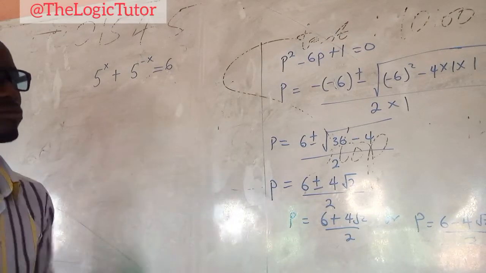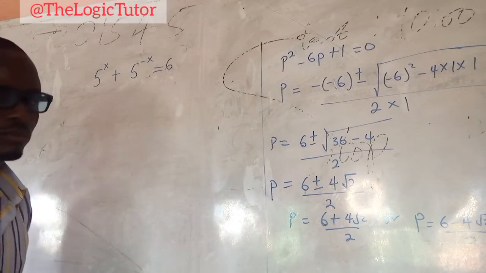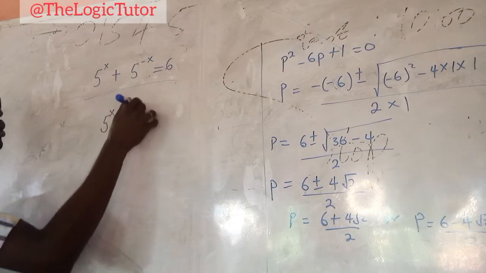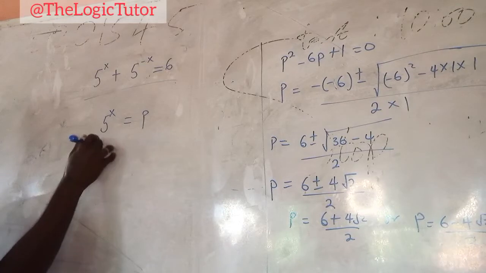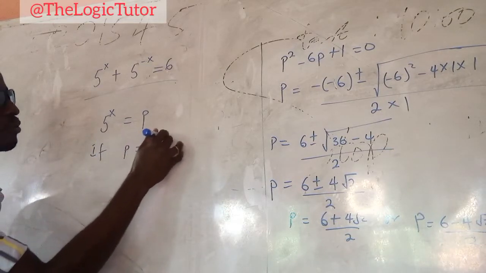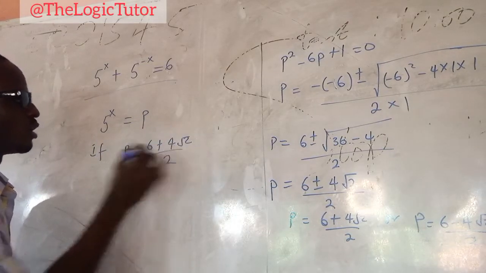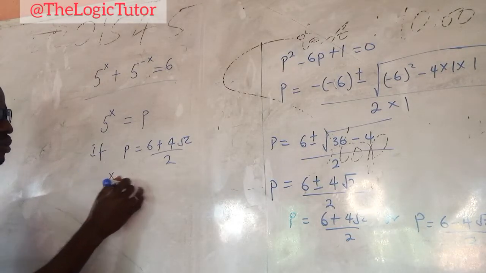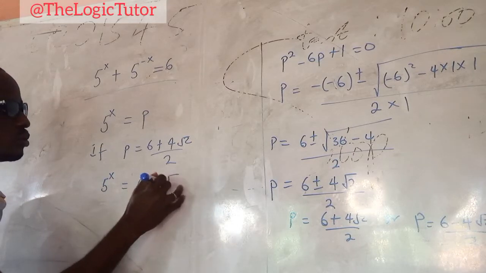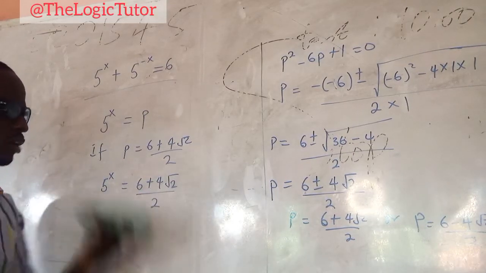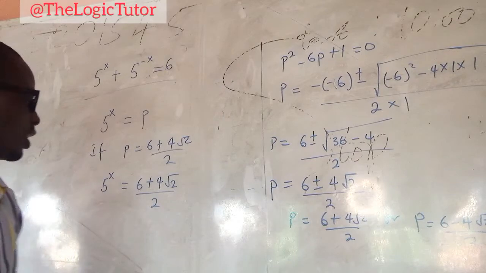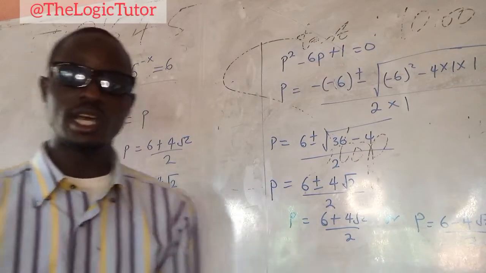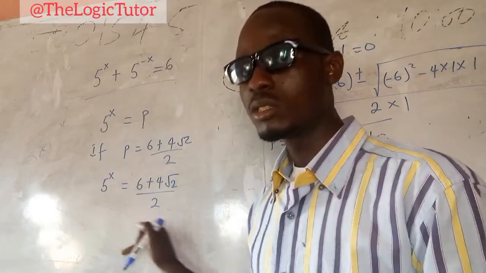Good. Now it is left for us to find x, since we know that 5 raised to the power x equals p. If p equals 6 plus 4 root 2 over 2, then we're going to have 5 raised to the power x equals 6 plus 4 root 2 over 2. How do we go about this? It's very easy. Just take the log of both sides.